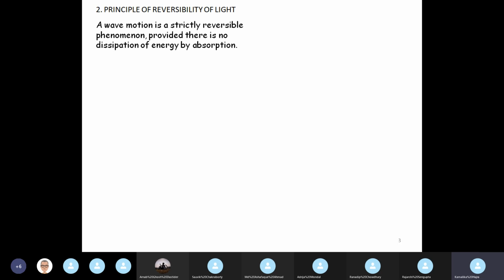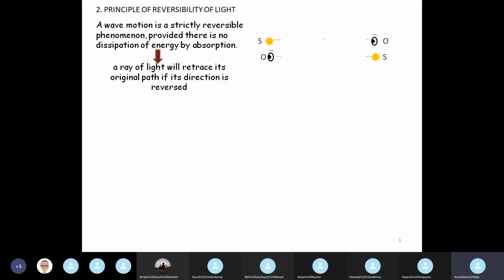In bookish language, in theoretical language, what is the principle of reversibility of light? A wave motion is a strictly reversible phenomenon provided there is no dissipation of energy by absorption. Now what does that mean? It means, in very general language, that a ray of light will retrace its original path if its direction is reversed. This is what I mean by principle of reversibility of light. So if this is the source, please pardon my drawing. I couldn't draw anything better than this.